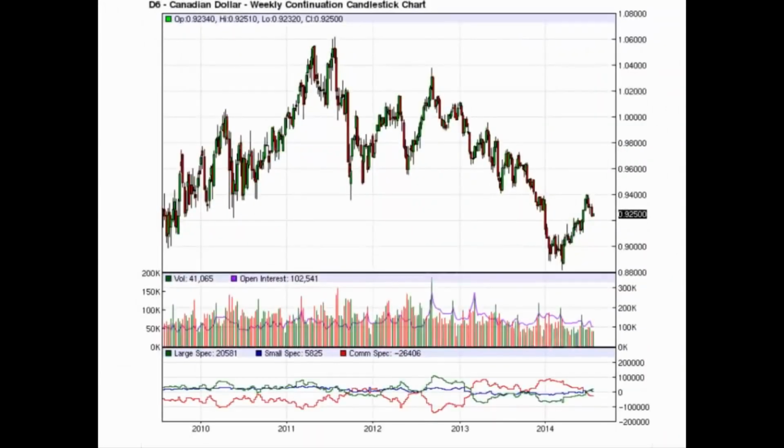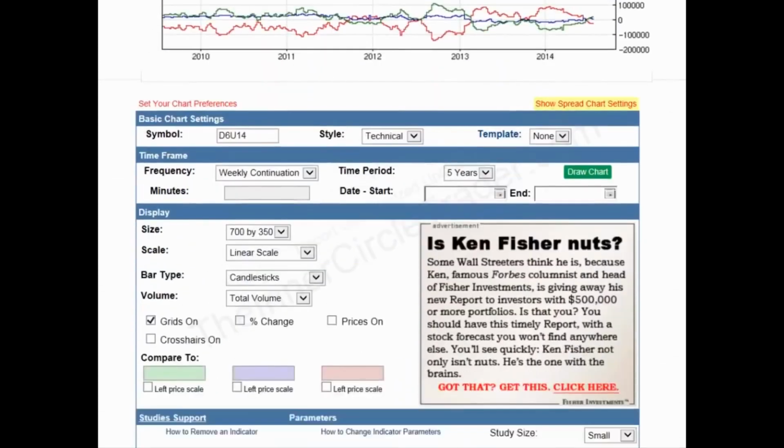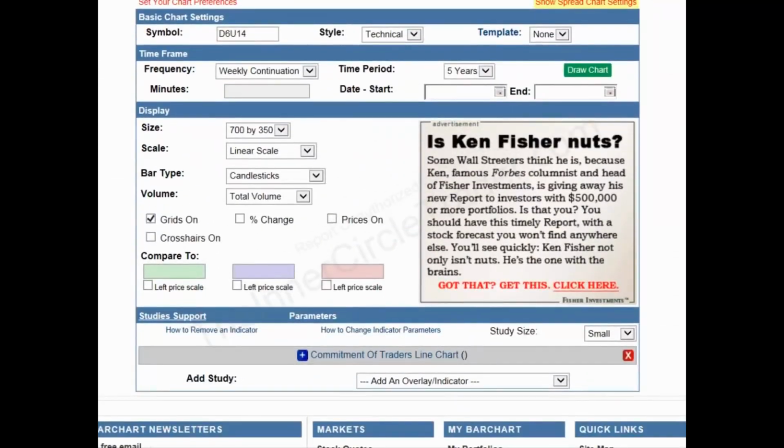Okay, folks, we're looking at the Canadian dollars as a weekly chart, and I want to show you what it looks like in an example that just recently happened. We have the red line here. This is the commercials, and the way you get this chart, this is barchart.com, by the way.